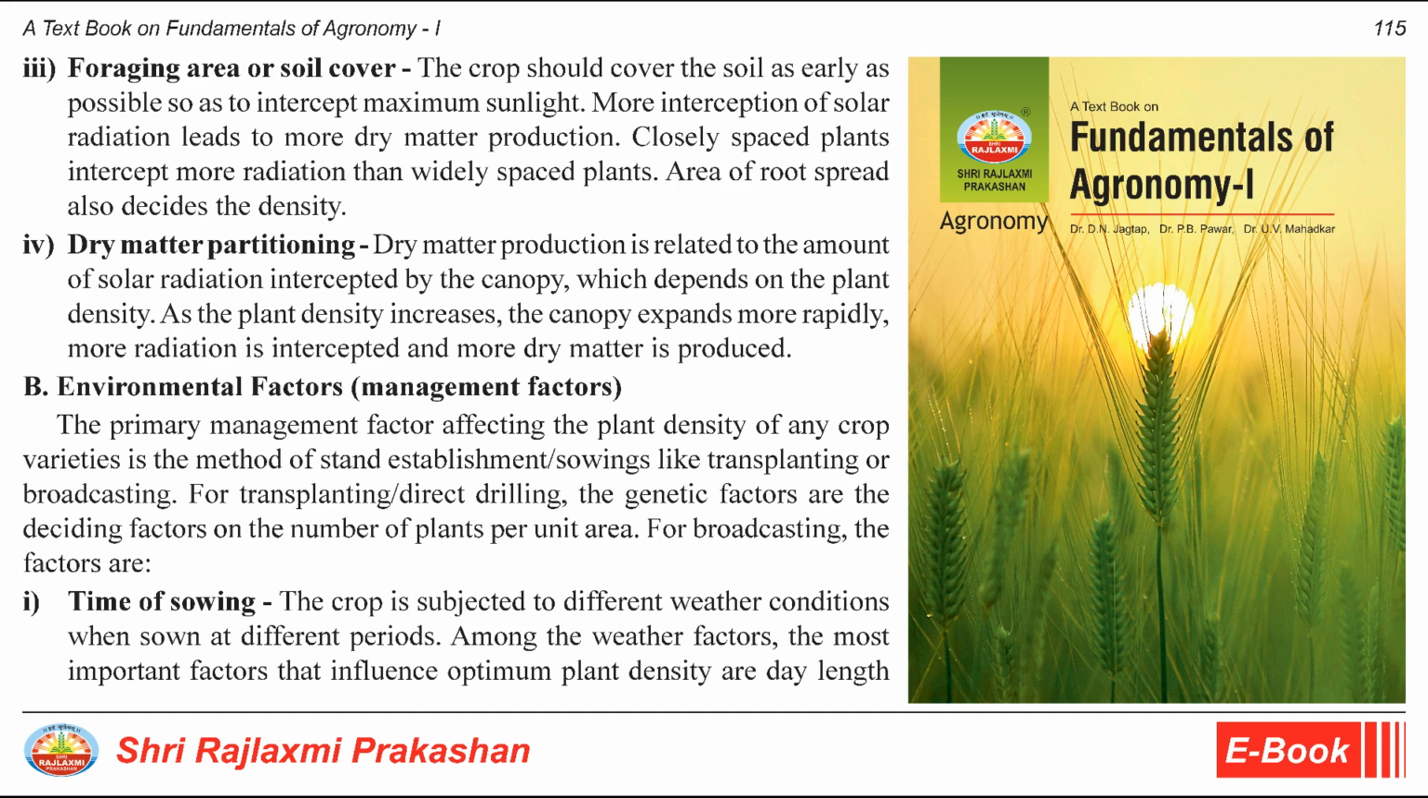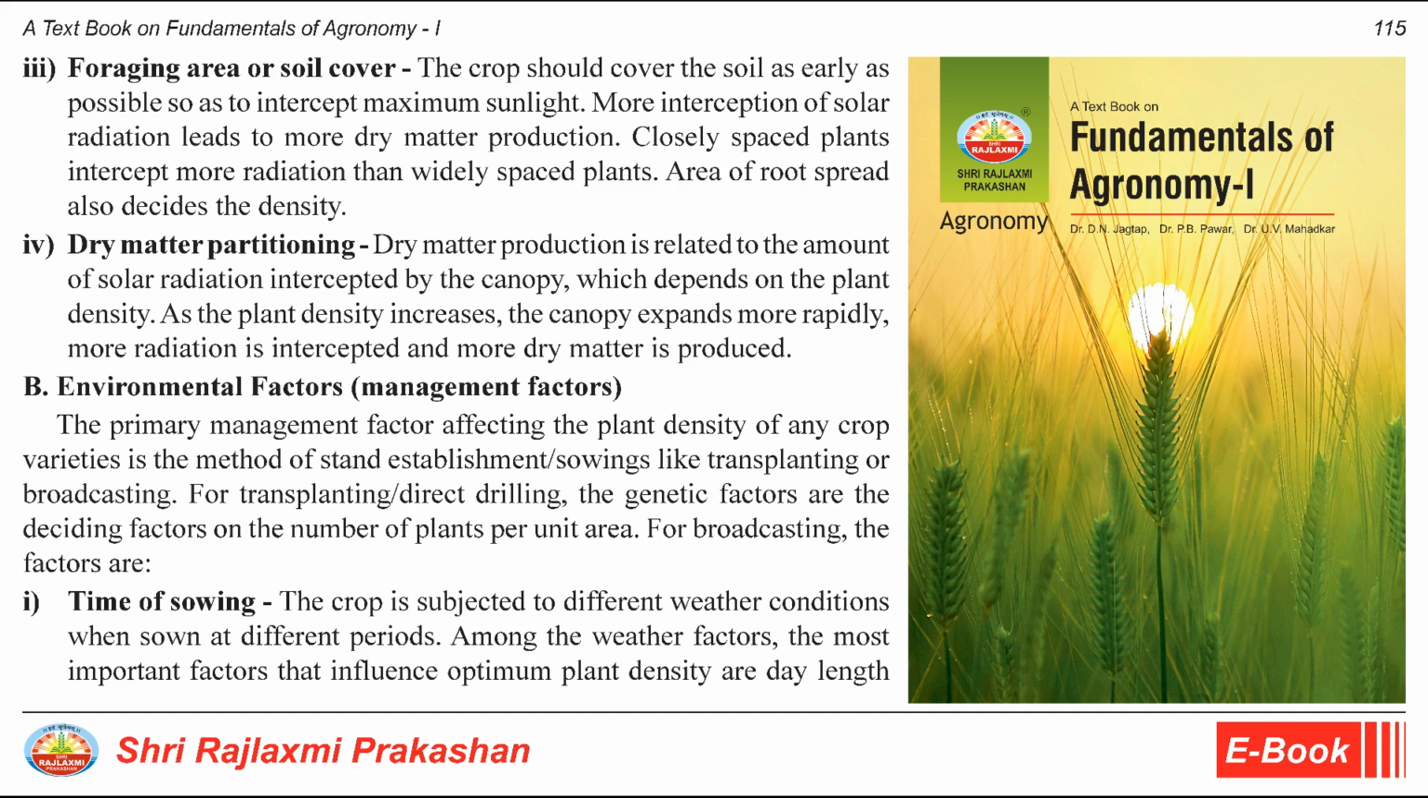Dry matter production is related to the amount of solar radiation intercepted by the canopy, which depends on the plant density. As the plant density increases, the canopy expands more rapidly, more radiation is intercepted and more dry matter is produced. Point B. Environmental factors, management factors.